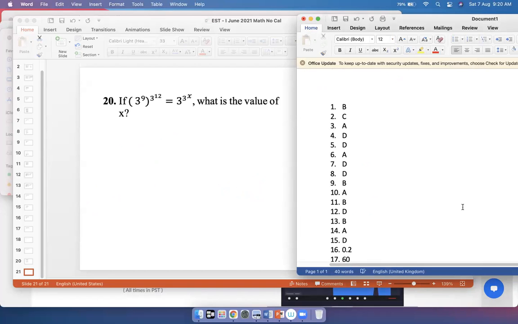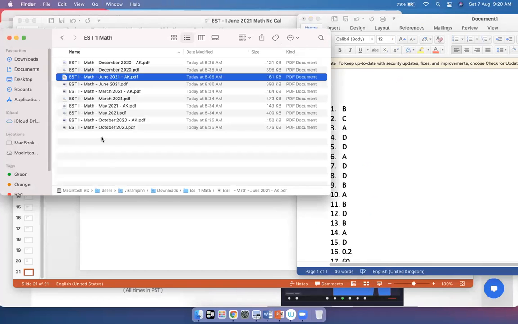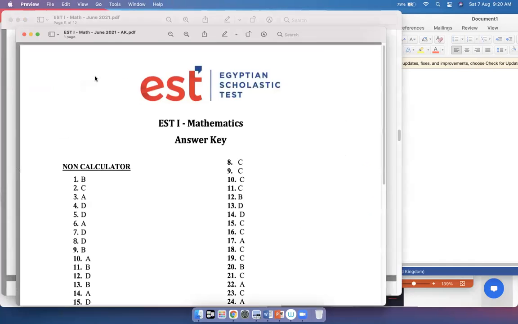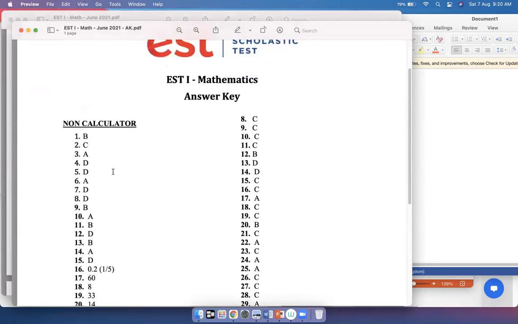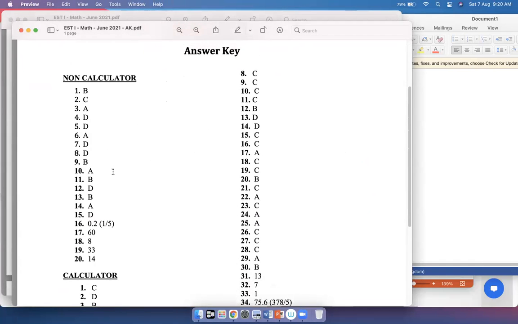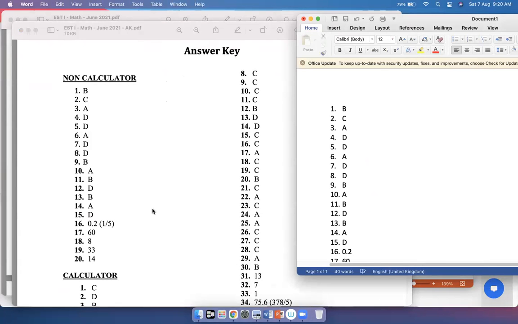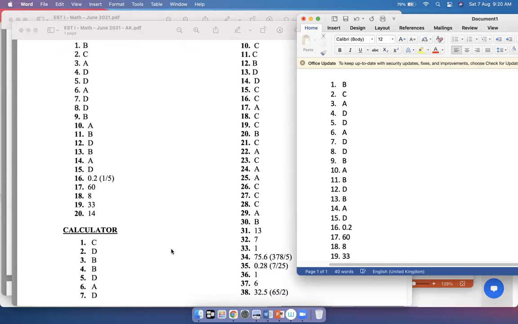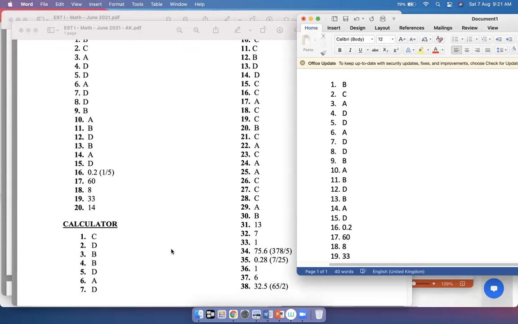So those were the 20 questions. Let's grade this. No calculator. BCA double D, BCA double D, ADD BAB, ADD BAB, 12th DBAD, DBAD, 0.268, 0.268, 33 and 14. Okay, so we got all correct.